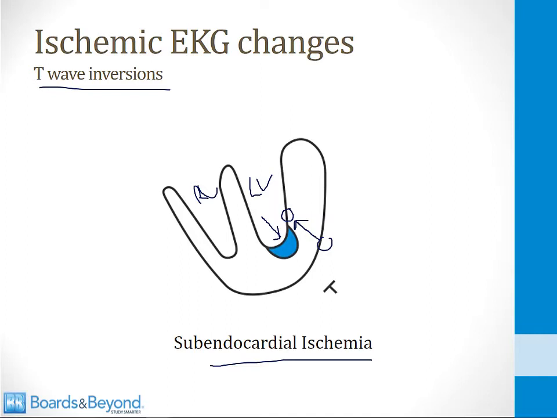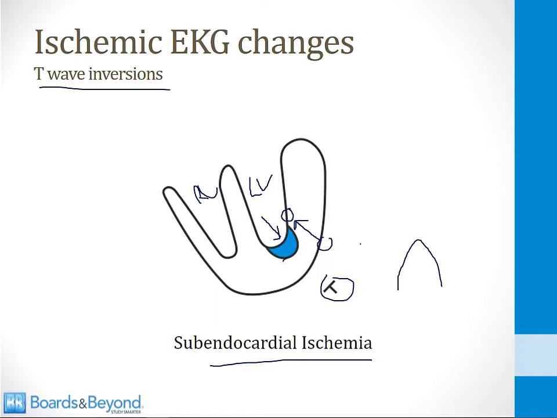Now, I told you before that waves of depolarization create an upward deflection when they are going toward an ECG lead like this one. Waves of repolarization are the opposite. They create an upward deflection when they are going away from the ECG lead. So because we have repolarization, not depolarization, going away from this ECG lead, the normal T wave is upright like this. When you have subendocardial ischemia, that changes things.